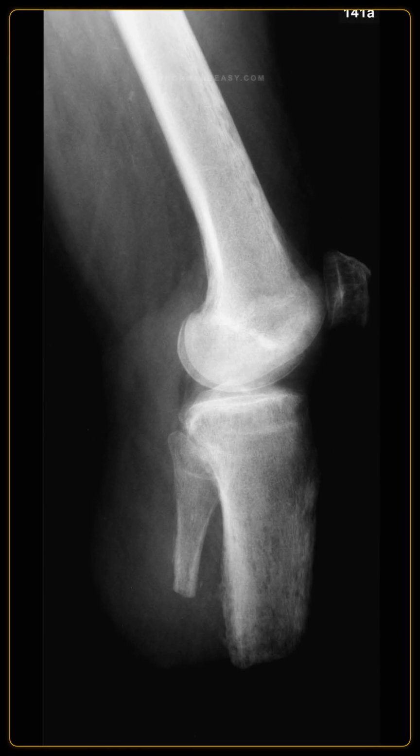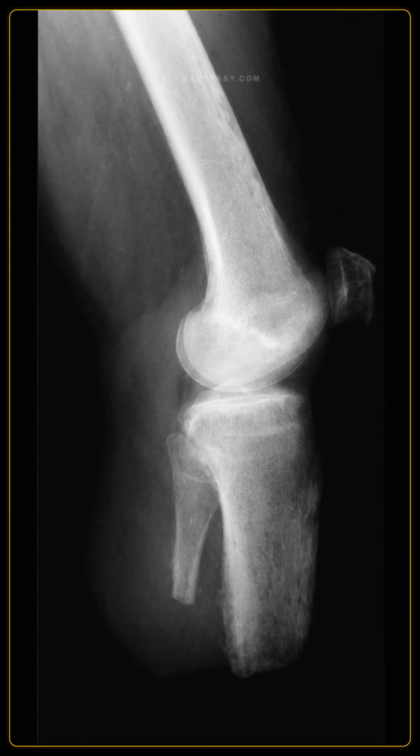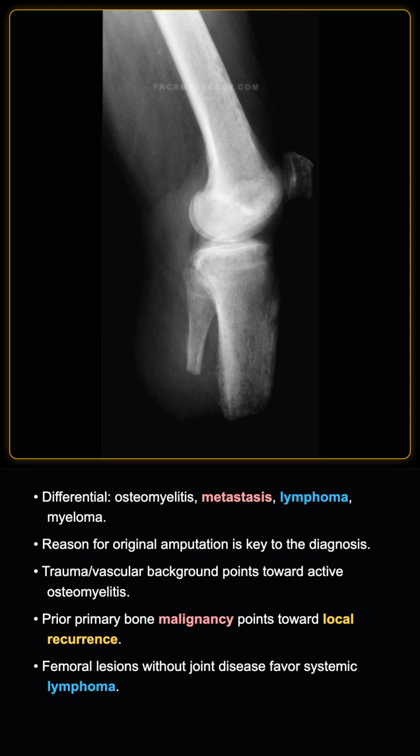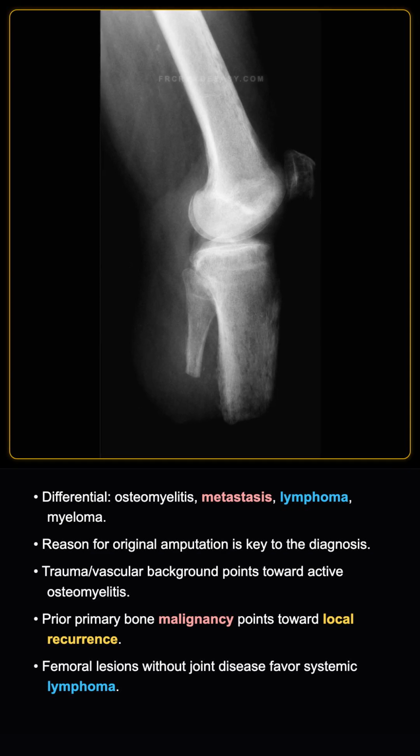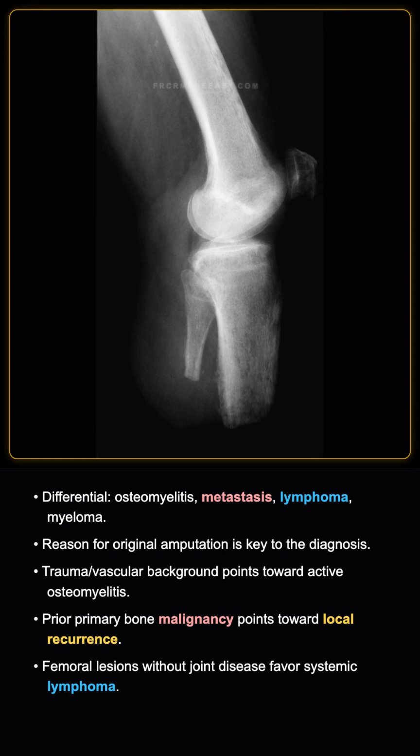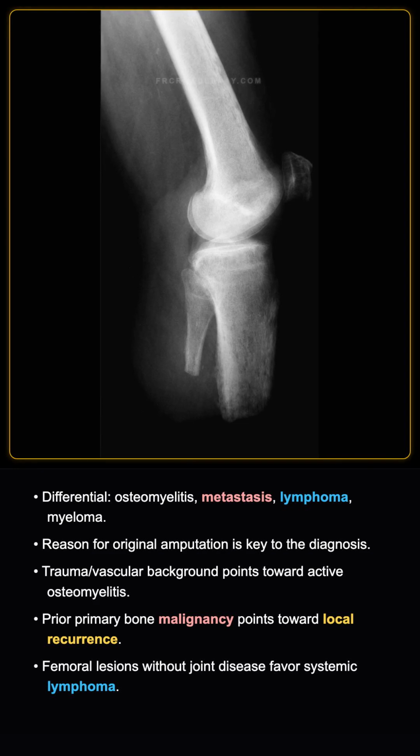What is the differential diagnosis for this permeative stump lesion, and how do you narrow it down? The differential diagnosis for a permeative bone lesion includes osteomyelitis, metastases, lymphoma, leukemia, and myeloma. To narrow it down, the clinical history and the reason for the original amputation are of paramount importance.